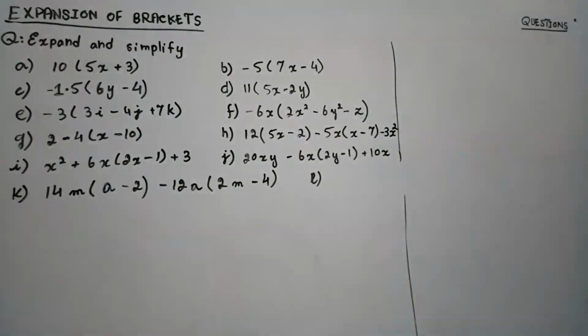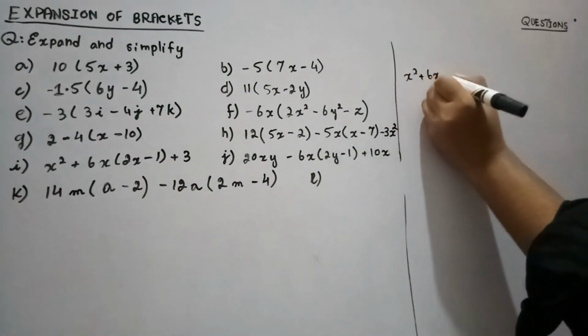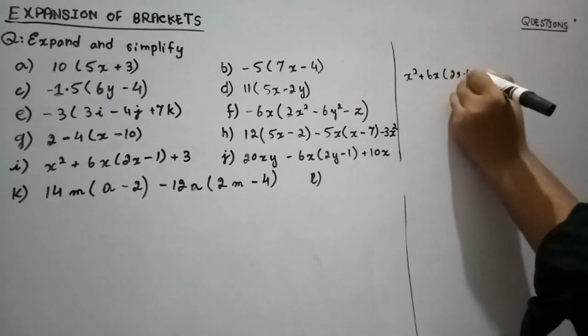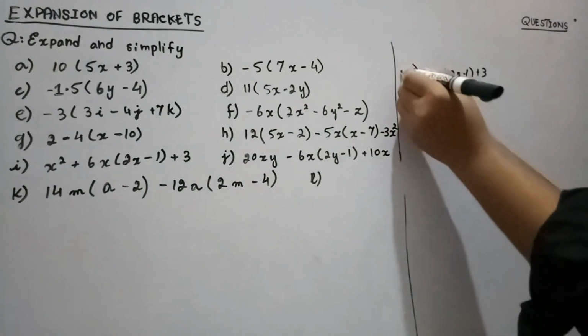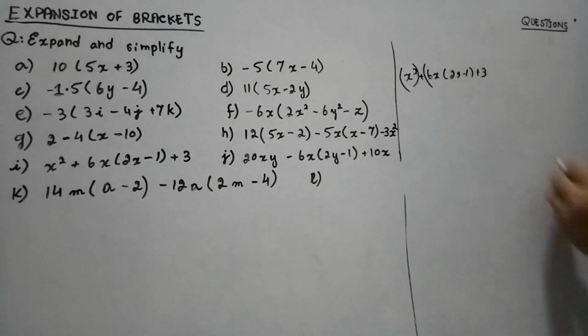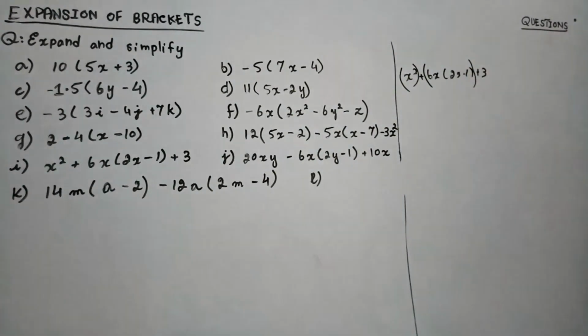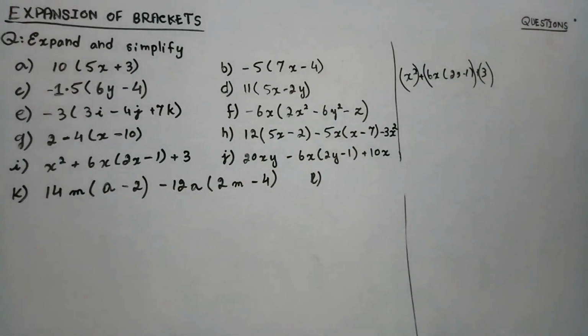Okay, our next part is part I. Alright, so here we have x squared plus 6x times (2x minus 1) plus 3. First of all, let's distinguish between the terms. Here we have a plus sign, it means that this is our first term. And now this is our second term, it started here. And here we have a plus sign, so it means that this is our third term. Okay, you are getting it, because minus and plus signs will separate the terms.